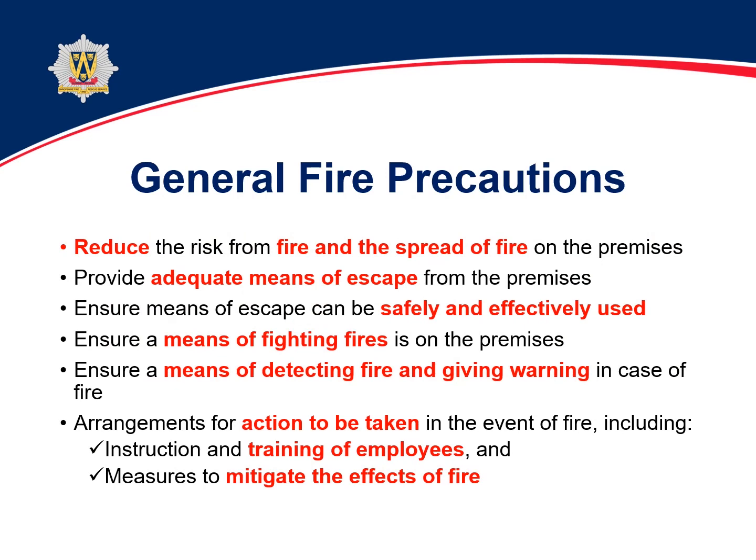So that's the 5 steps and information on each. We talked earlier in step 3 about general fire precautions. And if we take those definitions, they can look quite daunting, but if we highlight the key words: reduce fire and fire spread, adequate means of escape, can they be safely and effectively used, means for fighting fire, means for detecting that fire and giving warning, actions to be taken to train employees and mitigate the effects of fire.